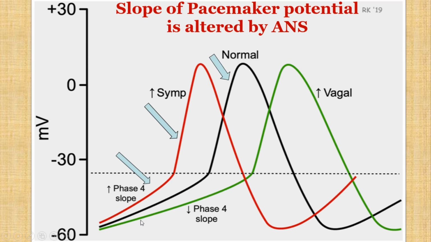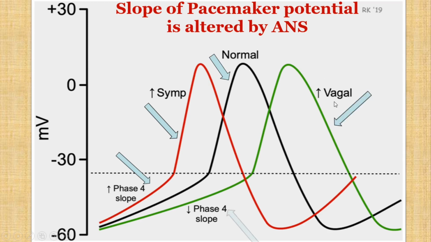So here, this green one almost remains flat. It is taking more time to reach the threshold. So the action potential generation will be very much slower. The number of action potentials per minute will decrease under the influence of parasympathetic stimulation. So heart rate will decrease if vagal activity is increased.